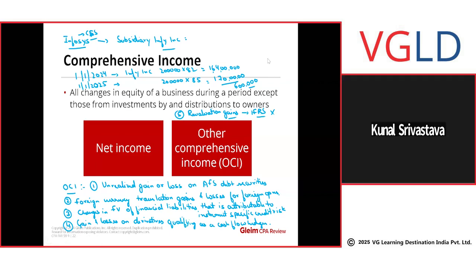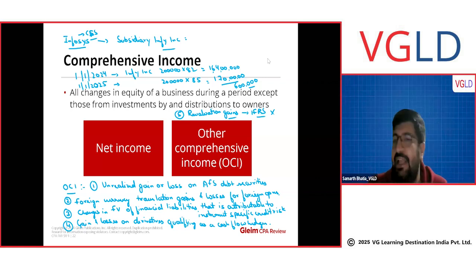Sir, in this third point, why is financial asset not being covered? Whatever the gain and loss on the financial assets will be there, it is a part of the income statement, not a part of OCI. Okay.